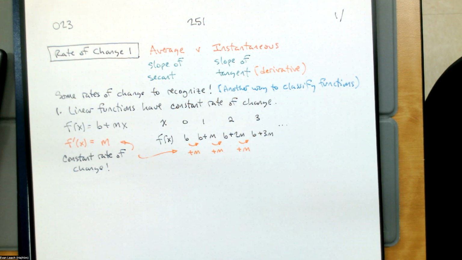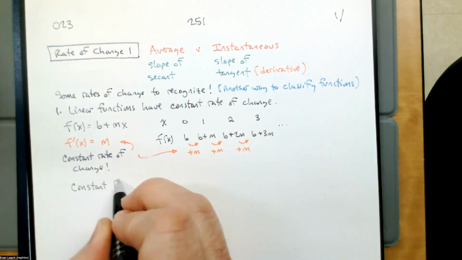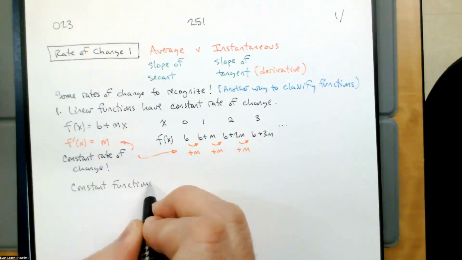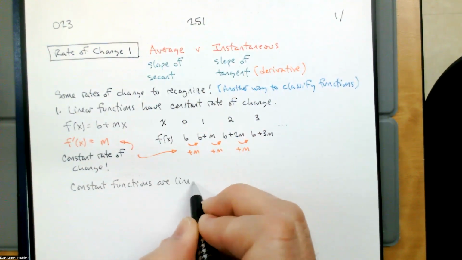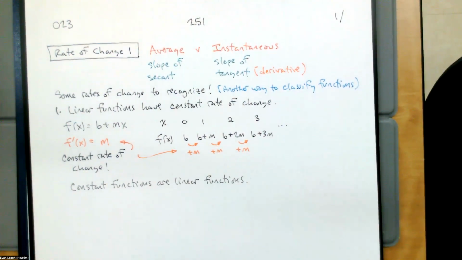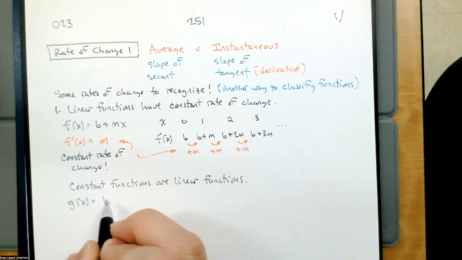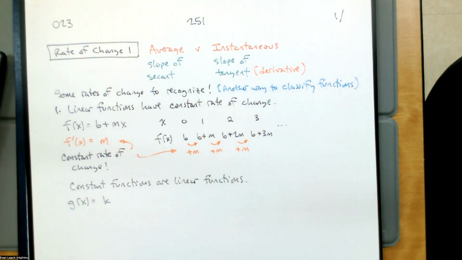So this also works for constant functions. Constant functions are linear functions. The graph of a constant function is a horizontal line, and the slope is 0. So if I write down a constant function, I'll use k, the mortal constant.